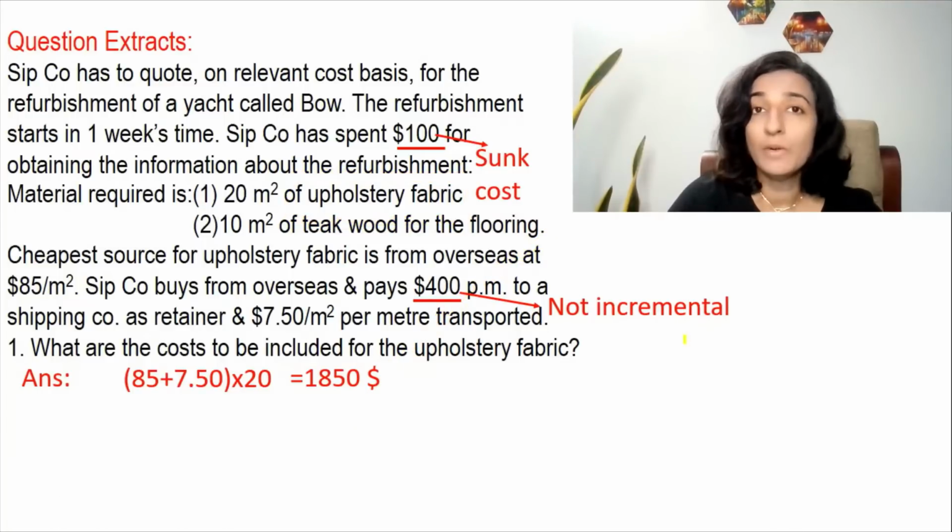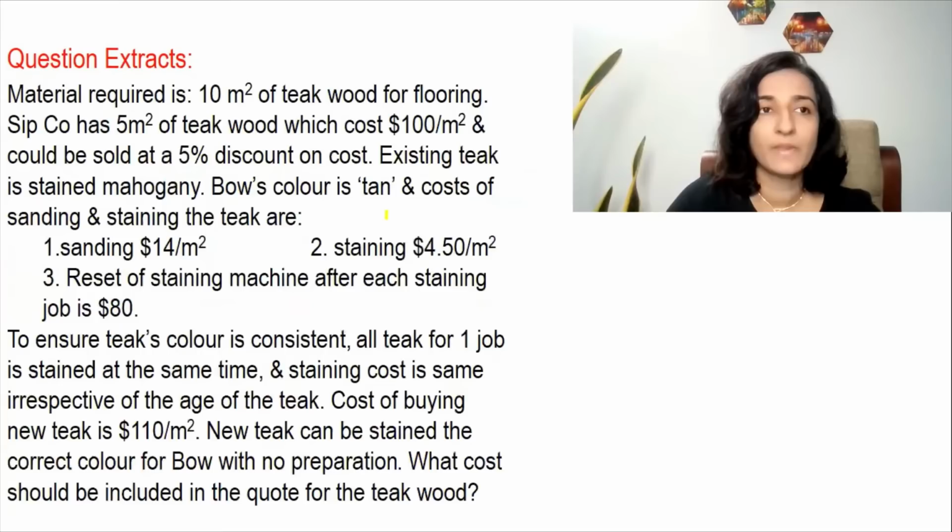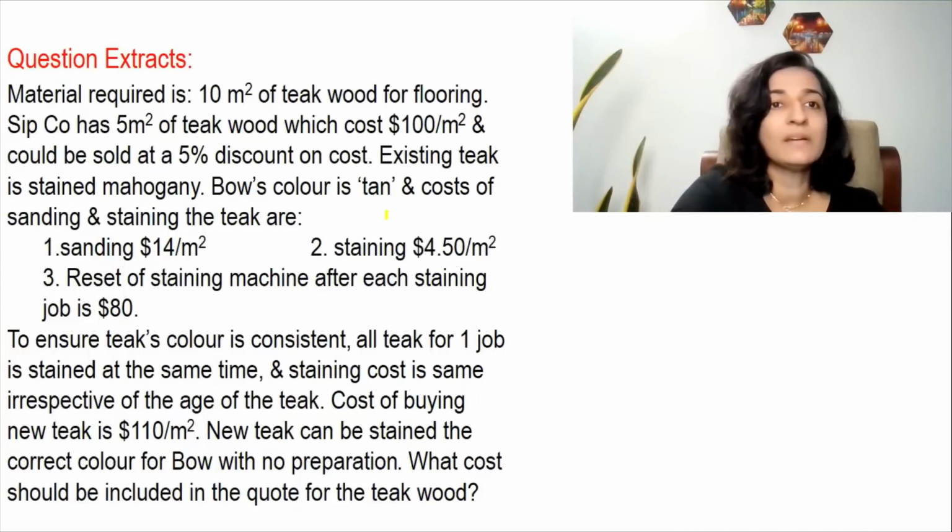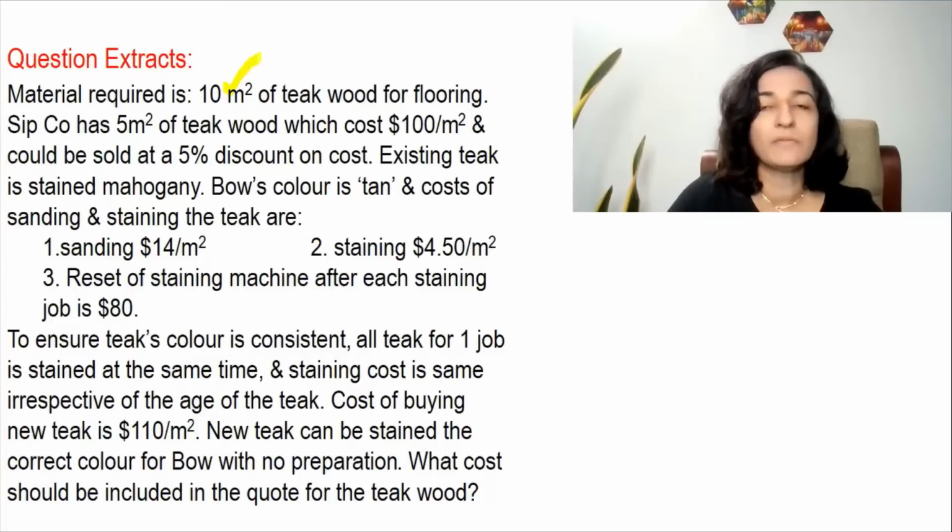$1,850. So the relevant cost of upholstery fabric is $1,850. Now moving to the second subpart, where we are supposed to find out the relevant cost of the teak wood. So this is the question extract. Material required is 10 square meters of teak wood. I've just copied it from the previous slide. SIP company has 5 square meters of teak wood, which cost $100 per square meter and could be sold at a 5% discount on cost.